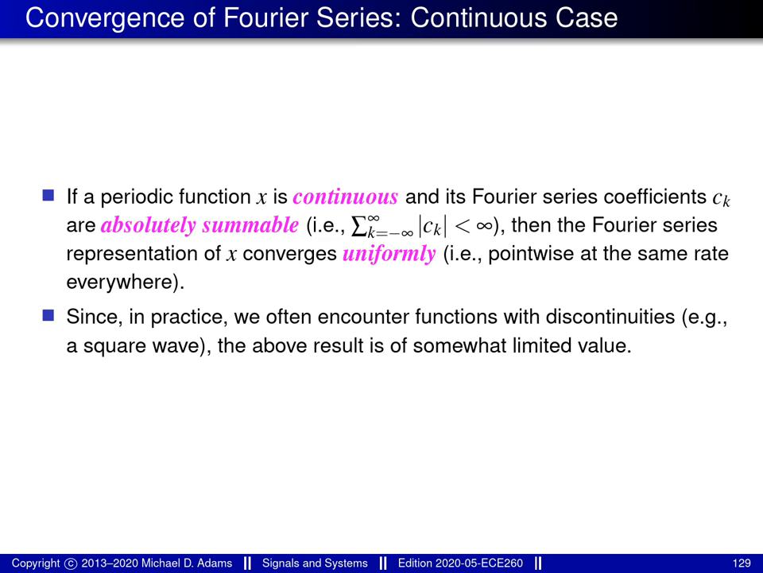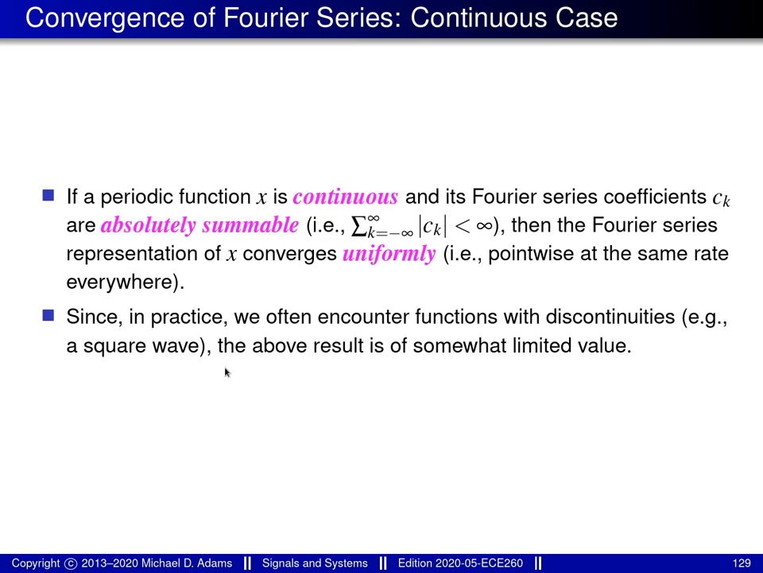The first convergence result that I need to present for Fourier series relates to continuous functions. So suppose that we have a periodic function x that's continuous, and its Fourier series coefficients are absolutely summable. This is just a fancy way to say that if you take the magnitude of all the Fourier series coefficients and add them up, you get a finite value. If these conditions are satisfied, then the Fourier series representation of x converges uniformly. In other words, it converges pointwise and at the same rate everywhere.